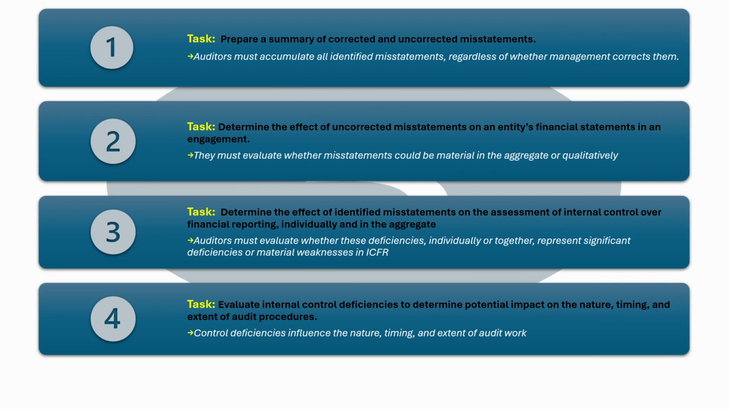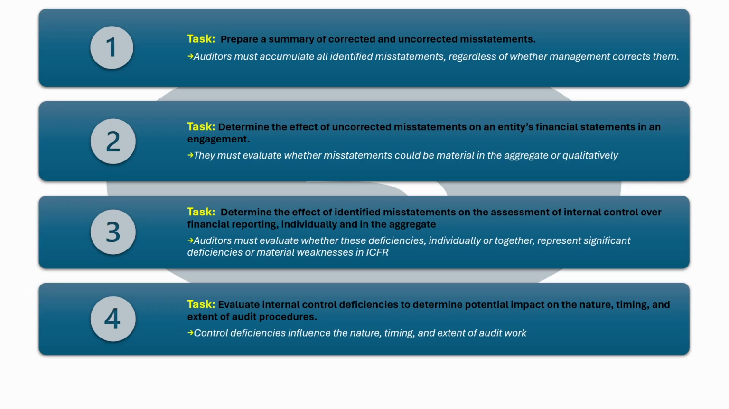Let's step back and connect this to the AICPA representative tasks. 1. Prepare a summary of corrected and uncorrected misstatements. Auditors must accumulate all identified misstatements regardless of whether management corrects them. A summary is prepared that shows corrected misstatements, those fixed by management, and uncorrected ones, those management left as is. This summary is communicated to those charged with governance so they are aware of the potential effect on the financial statements.